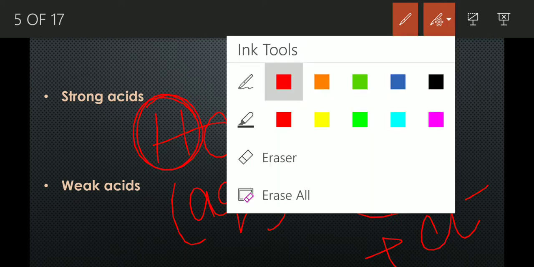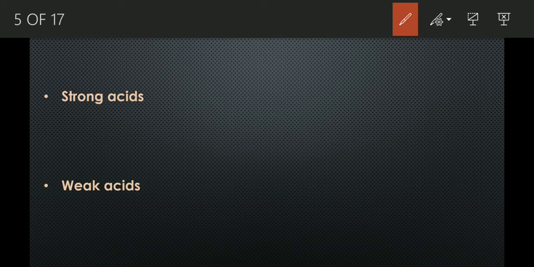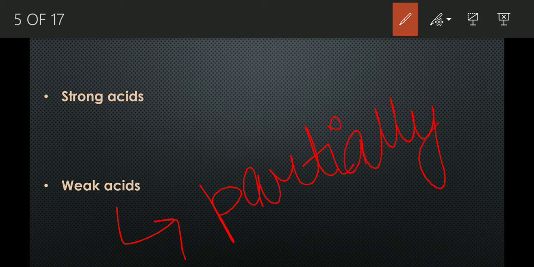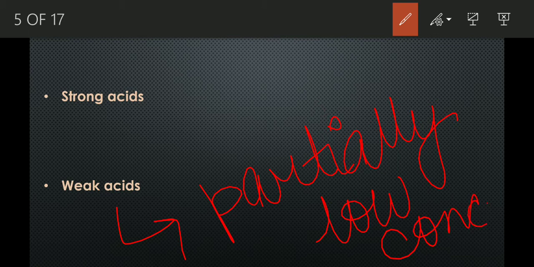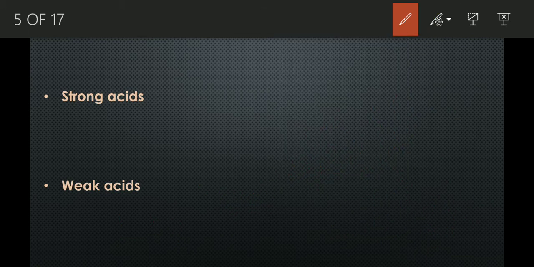But in case of weak acids, they dissociate partially in the aqueous solution, and that's why they produce a low concentration of hydrogen ions or hydronium ions. Examples of weak acids are acetic acid, citric acid, carbonic acid. Let's take the example of acetic acid.